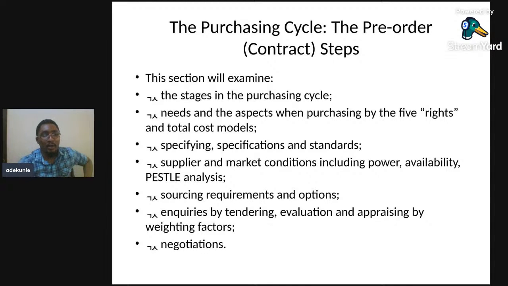All right, let's welcome back. So let's dive straight into this purchasing cycle.